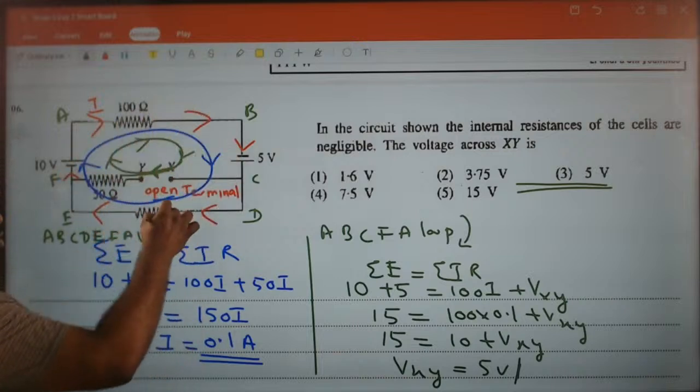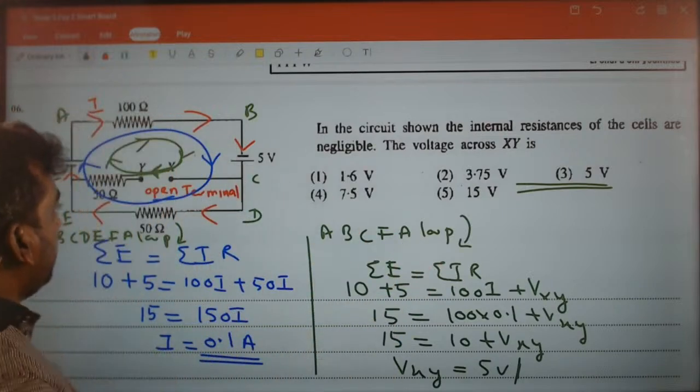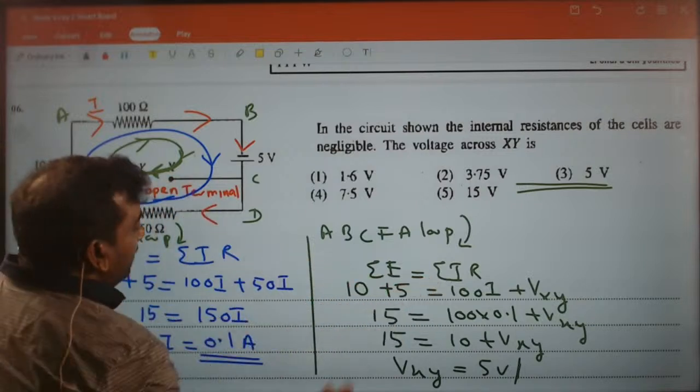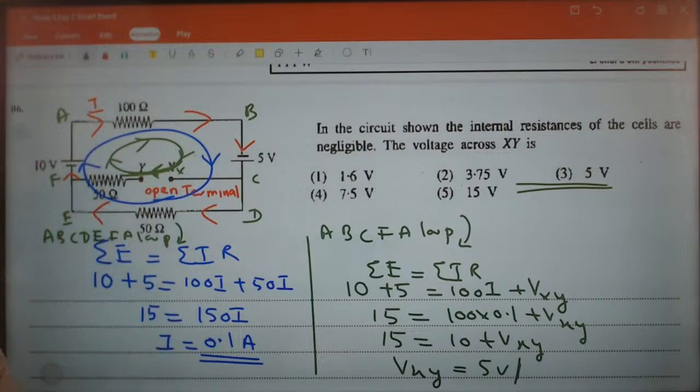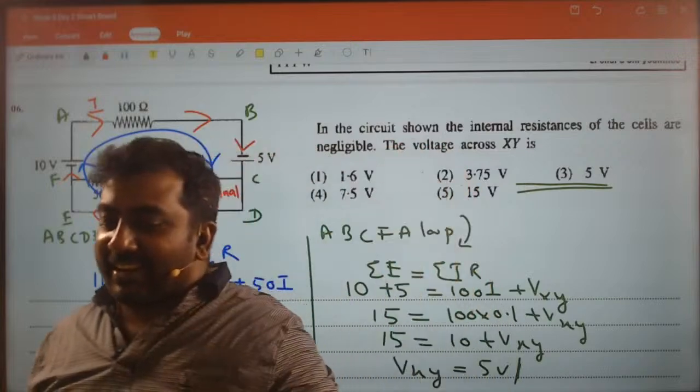So apply the bigger loop, then apply the smaller loop. Remember the loop arrow is going from X to Y, so Vxy. Can you remember the terminal potential difference the way I taught you? That exact way.